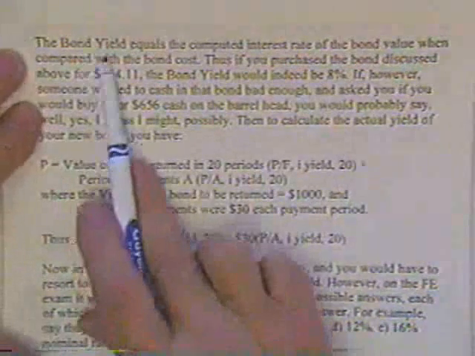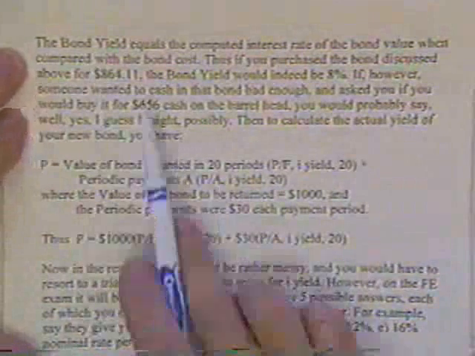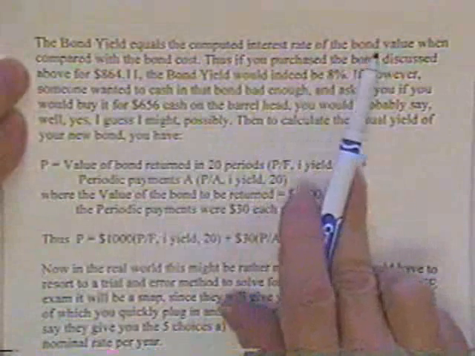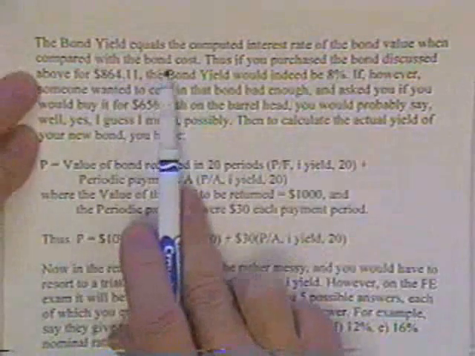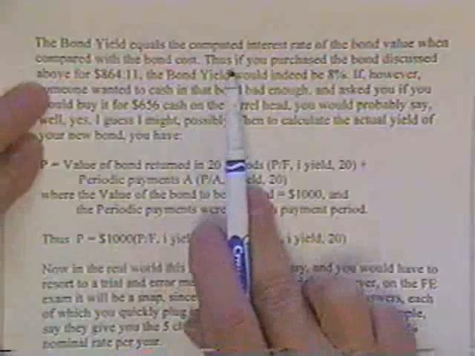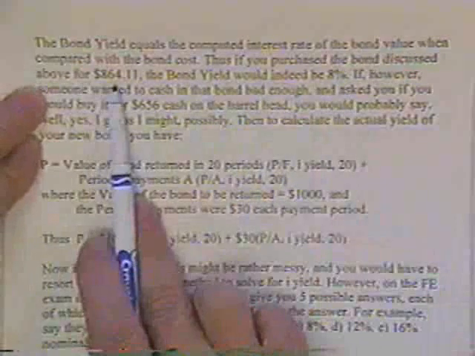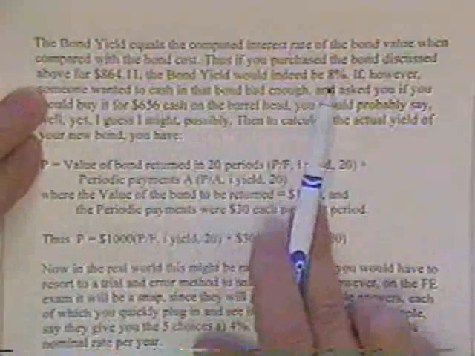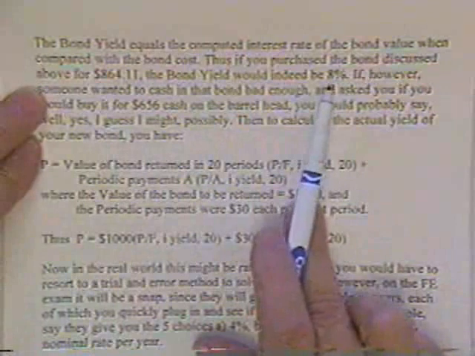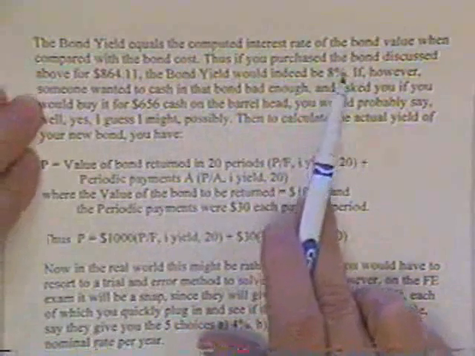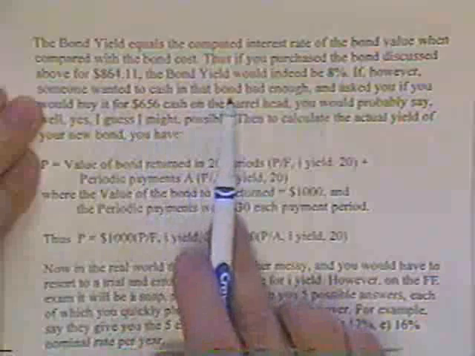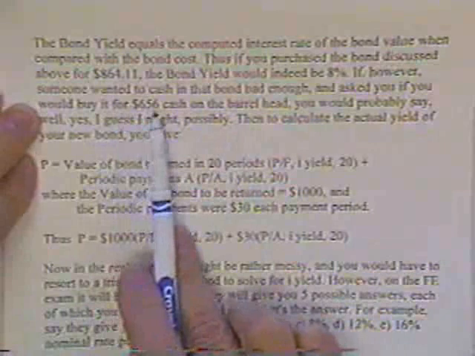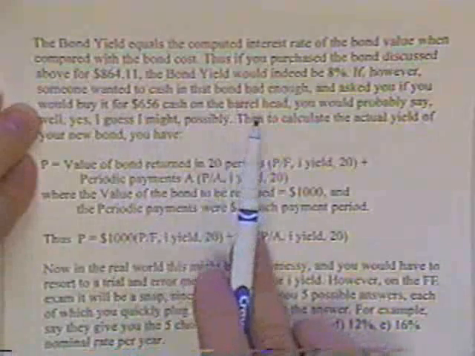All right. Now, the yield of the bond. The yield of the bond is the computed interest rate of the value of the bond when compared with a bond's cost. So, if you did purchase this bond we just talked about for $864, then its yield would be 8%, because that's what we agreed that you wanted. So that's its yield. Now then, let's say someone wanted to cash in that bond bad enough and asked you to buy it for $656 cash right now.